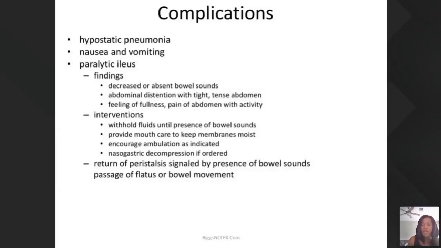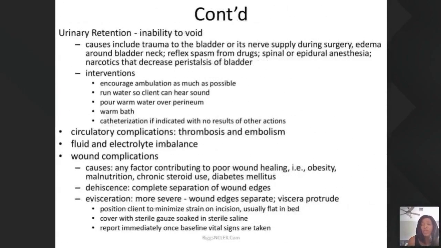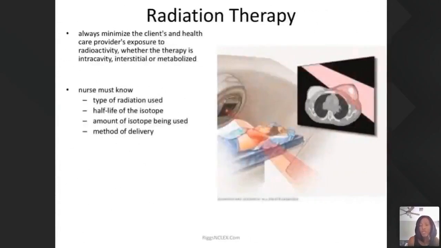So there are some things you need to monitor and assess after these procedures, a lot of complications, okay? Urinary retention is another one, imbalanced fluid and electrolytes, wound complications. So there are a lot of things we need to look out for, okay? We're almost done, hang in there.